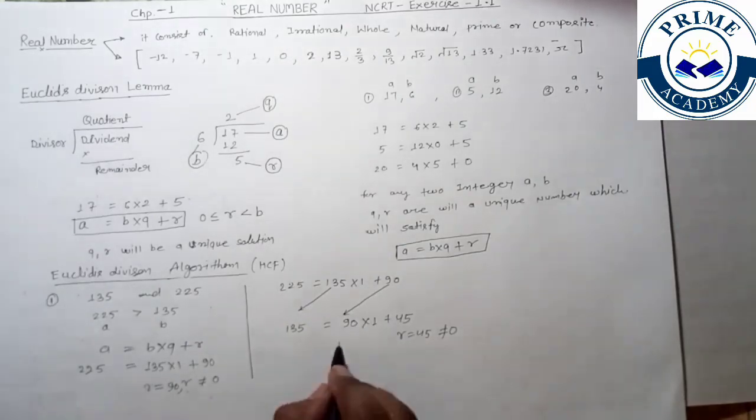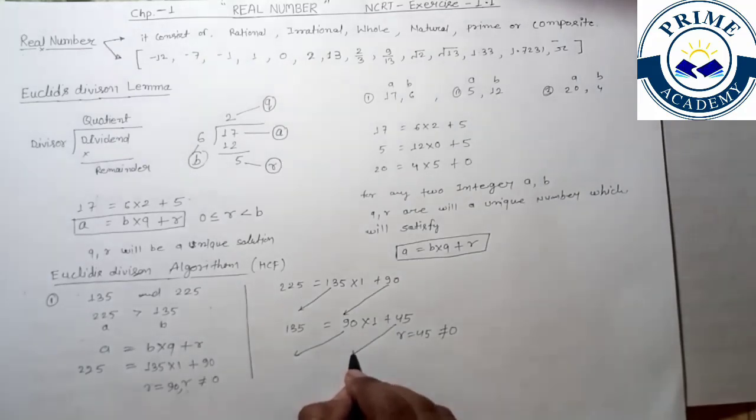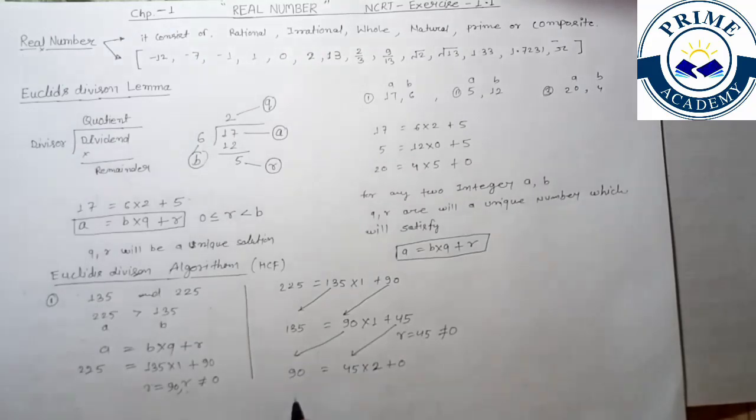Again next time, this 90 will be A and this 45 will be B. So I can write 90 equals 45 into 2, and you get remainder 0. So you can easily observe that your R becomes 0. Your R becomes 0.